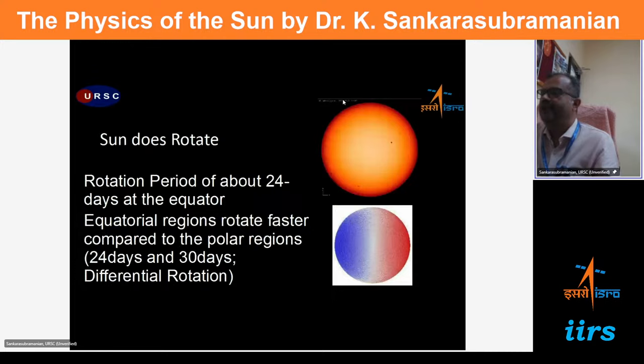Okay, and we also know that the sun does rotate. This is a typical Doppler image, what you see. And we can clearly see that one side of the sun is redshifted and the other side of the sun is blueshifted. That means the sun does rotate with a period of 24 days at the equator. And of course, the period varies between 24 days and 30 days when you move from the equator to the polar region. This we call differential rotation. And it's an important physics behind it for us to form the activities and active regions on the surface of the sun.